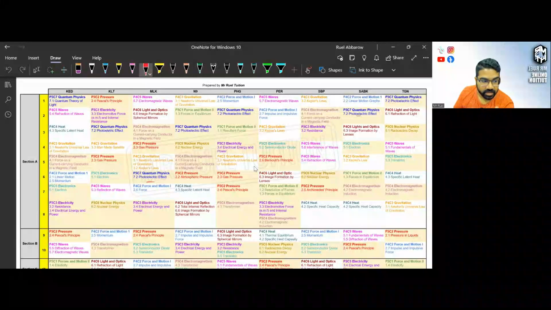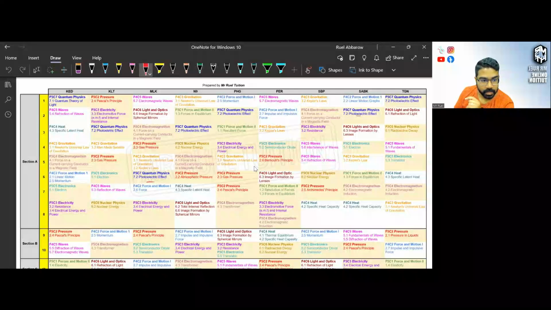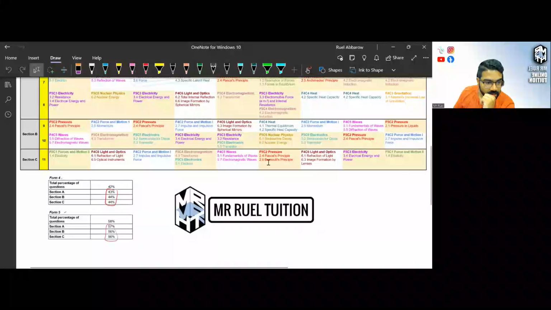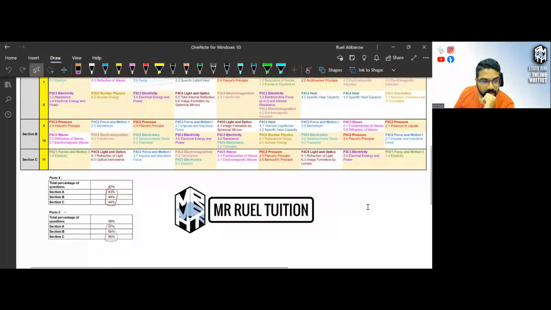All right. So that is Section A. Now, let's go to Section B. So if you look at Section B, okay, once again, you can see 2 colors repeating a lot. That is, you can see electronics. Okay, electronics is repeated quite a bit. And then you can see pressure. Pressure is repeated quite a bit.